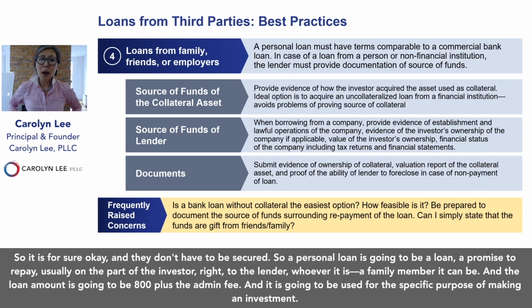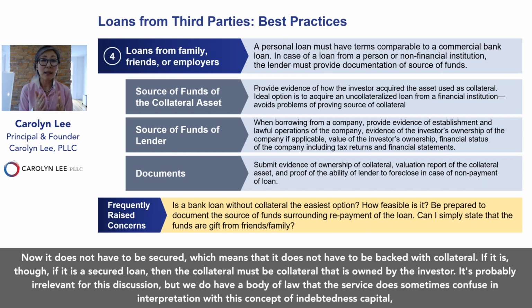So a personal loan is going to be a loan, a promise to repay, usually on the part of the investor, to the lender, whoever it is, a family member it can be, and the loan amount is going to be 800 plus the admin fee, and it is going to be used for the specific purpose of making an investment. Now, it does not have to be secured, which means that it does not have to be backed with collateral. If it is a secured loan, though, then the collateral must be collateral that is owned by the investor.